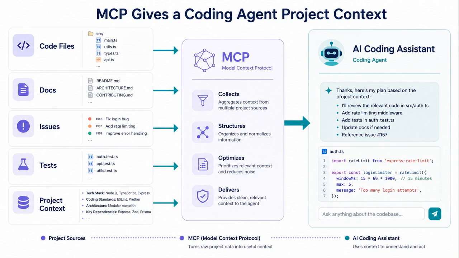Now let's look at an example, a coding agent. A coding agent needs project context. It may need access to code files, documentation, issues, and tests. MCP servers can expose these sources and tools. The agent can inspect files. It can search project documentation. It can suggest changes with better context. This helps the agent work inside real development workflows.